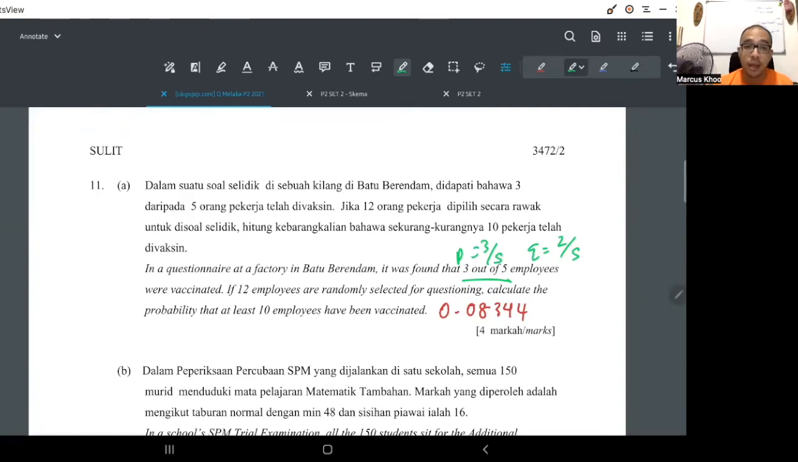So sad. Now, if 12 of the employees are randomly selected, you know that this is n. This is a probability distribution question. It doesn't say normal, so we are going to assume that it's Bernoulli, binomial distribution. Calculate the probability that at least 10. Kalau maximum adalah 12, so you want to calculate the probability of 10 plus the probability of 11 plus the probability of 12.